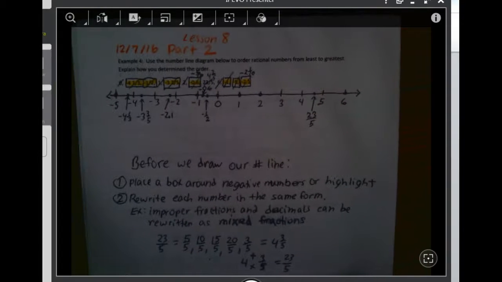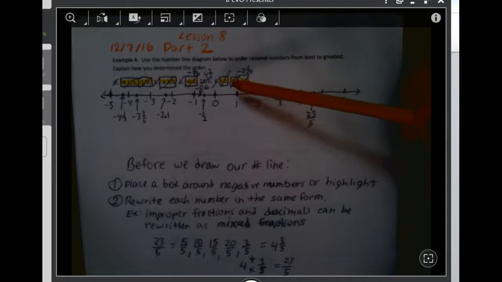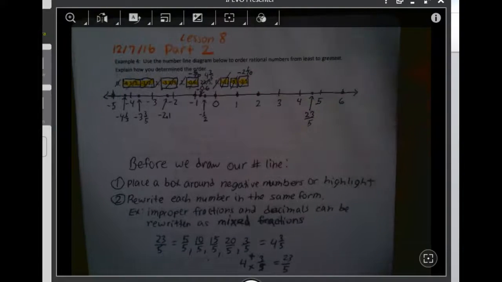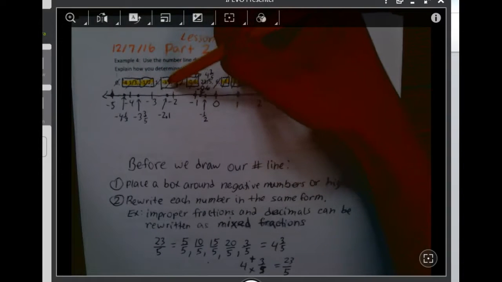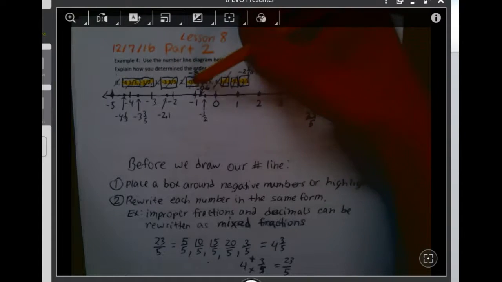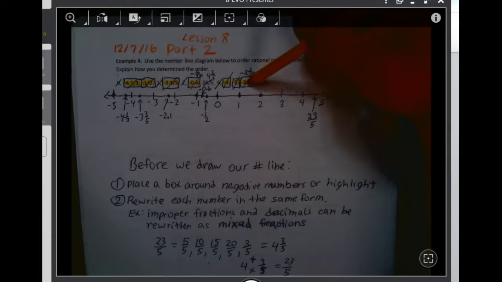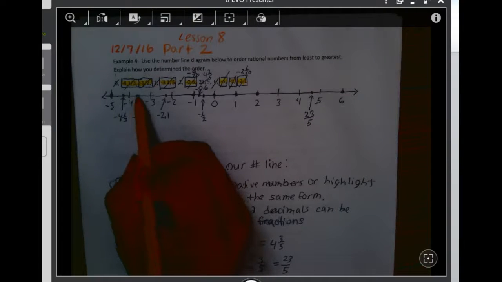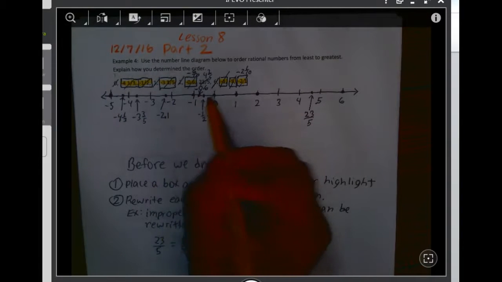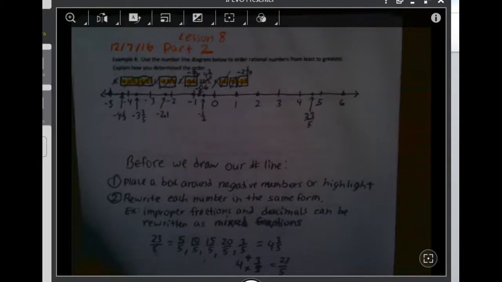Now, before we list our numbers in order from least to greatest, let's count our numbers to make sure that we have found all of our numbers. So we have 1, 2, 3, 4, 5, 6, 7, 8, 9, 10, 11, 12. So let's count our numbers that we found. 1, 2, 3, 4, 5, 6, 7, 8, 9, 10, 11, 12. So we found all of our numbers.